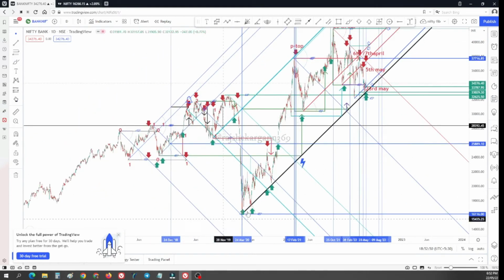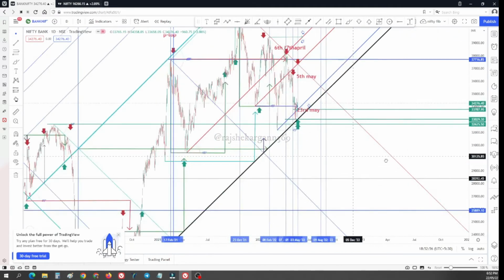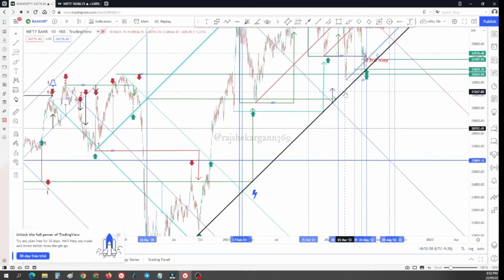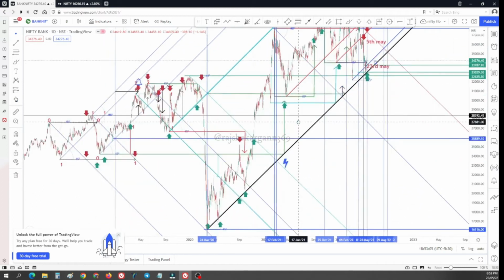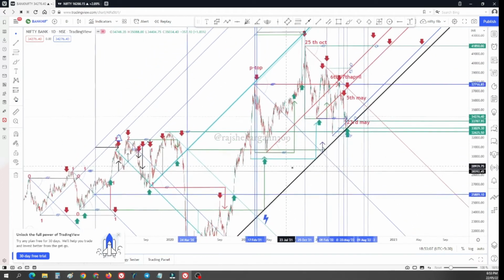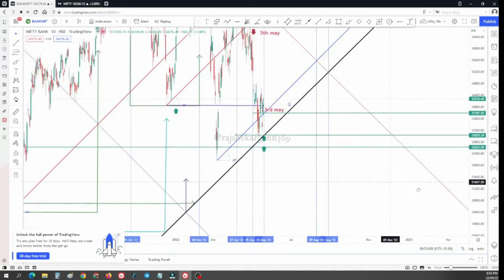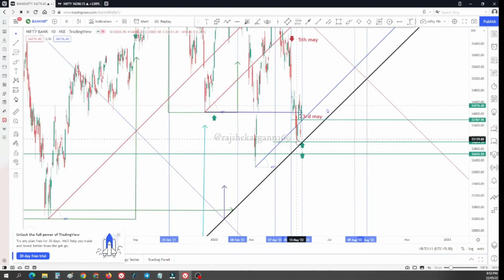Now this is the low of 2020, and this is your black line which is 45 degrees, and this 45 degrees will be important as I showed you in the Nifty chart. So this is the one which is holding the uptrend. Now from this 45 degrees, the current market price is sustaining for almost a week.